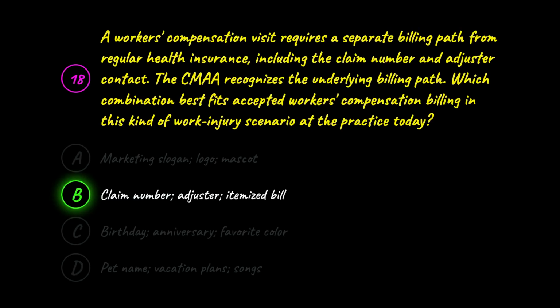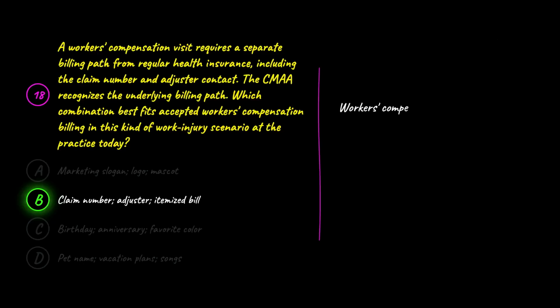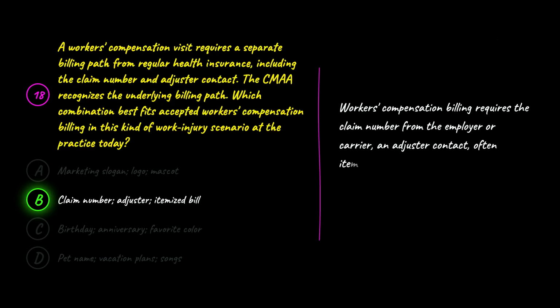The correct answer is B. Claim number, adjuster, itemized bill. B is correct because workers' compensation billing requires the claim number from the employer or carrier, an adjuster contact, often itemized bills, and may involve independent medical examination reports per the state's workers' compensation rules.